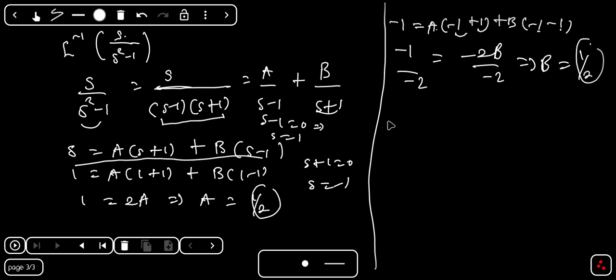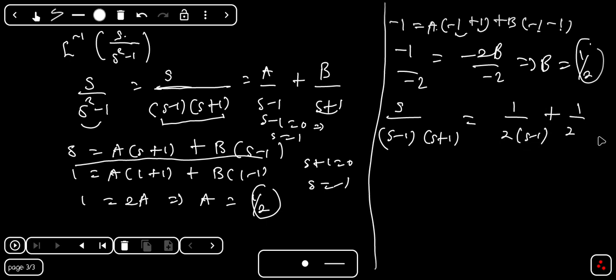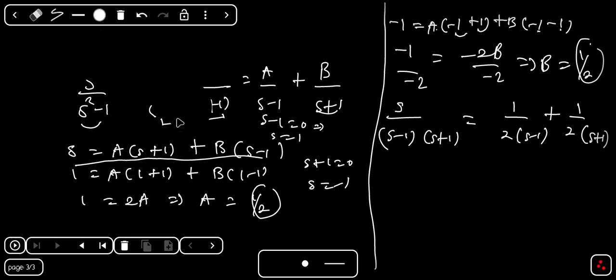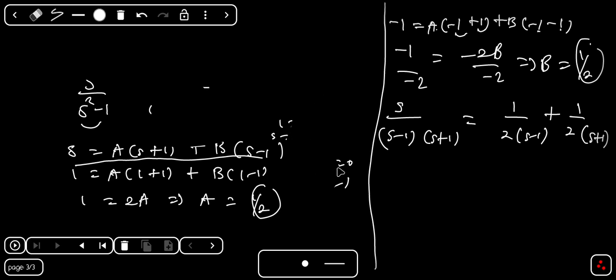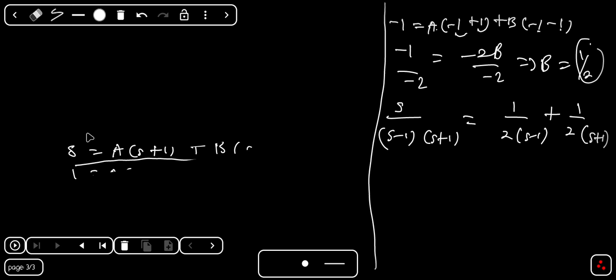So we can now say that s over s minus 1 multiplied by s plus 1 is equal to 1 over 2 into bracket s minus 1 plus 1 over 2 into bracket s plus 1. This is now beautiful. Okay, guys, let me clean this part. So we've split that into partial fractions, so it should be easy for us to find the inverse Laplace now. So let's find the inverse Laplace.